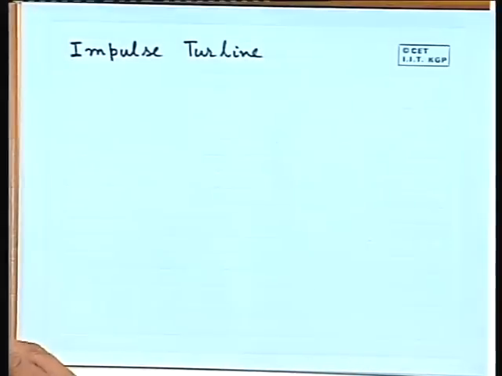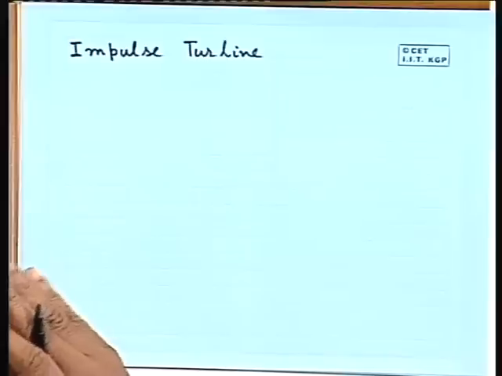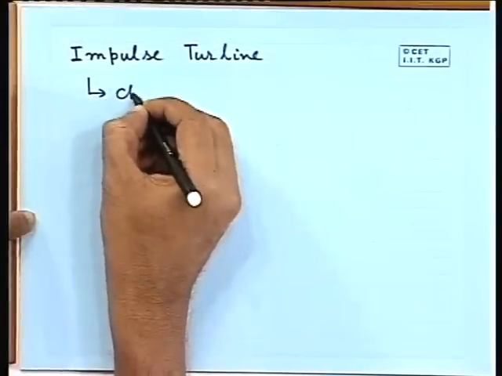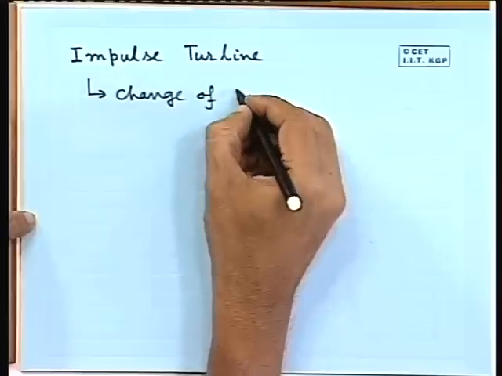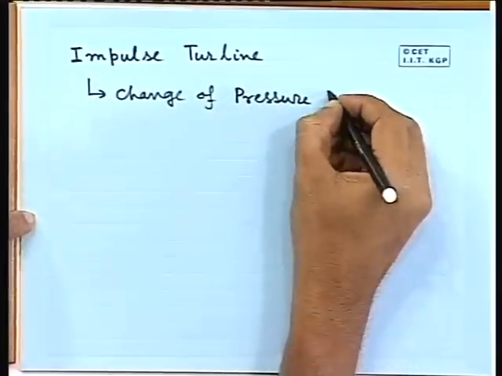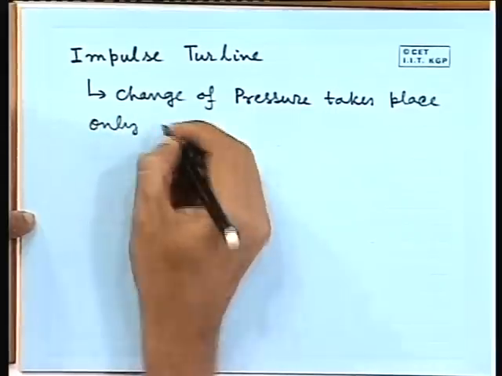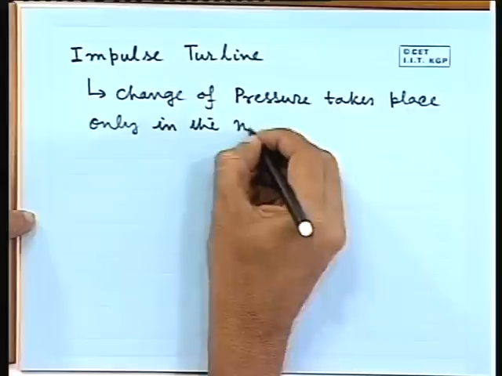Which type of turbine will we call an impulse turbine? We have seen that in a turbine, energy conversion basically takes place in two different stages. One is the nozzle and the other is the blade passages, or bladings. Now, if the turbine design is such that change of pressure of the steam takes place only in the nozzle, then we will call it an impulse turbine. So, we can write that change of pressure takes place only in the nozzle.